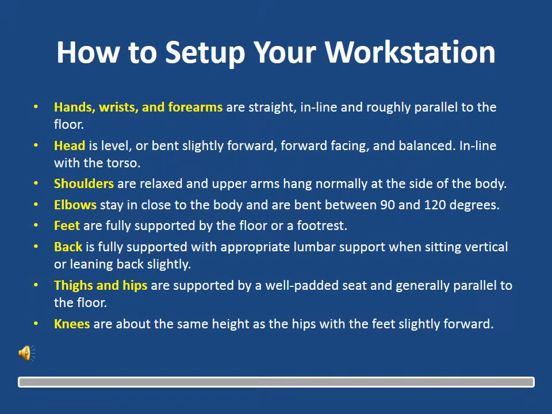This slide provides an excellent overview of your position at your workstation. The hands, wrists, and forearms should be straight, in line, and parallel to the floor. The head should be level, never turned to one side or flexed downward towards the floor or bent upward towards the ceiling. It should feel natural and balanced, in line with the torso. The shoulders should always be relaxed, never tensed. The upper arms should hang normally and relaxed at the sides of the body.